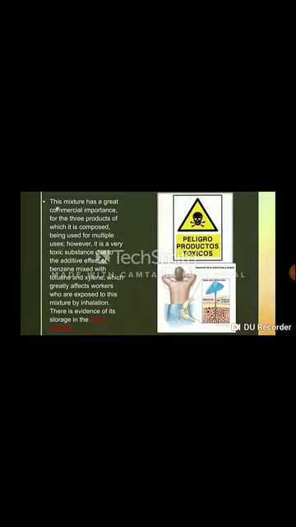This mixture has a great commercial importance for the three products of which it is composed, being used for multiple uses. However, it is a very toxic substance due to the addictive effects of benzene, mixed with toluene and xylene, which gravely affects workers who are exposed to this mixture by inhalation. There is evidence of its storage in the bone marrow.